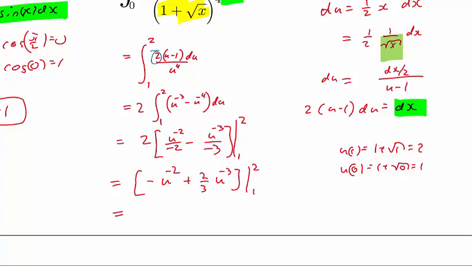Let's go ahead and plug everything in. So we've got a negative 1 over 2 squared, which is 4, plus 2/3 u to the negative 3. So we have a 1 over 8. All right, that's our first term. And then we got the next term, everything's 1, so negative 1 plus 2/3.